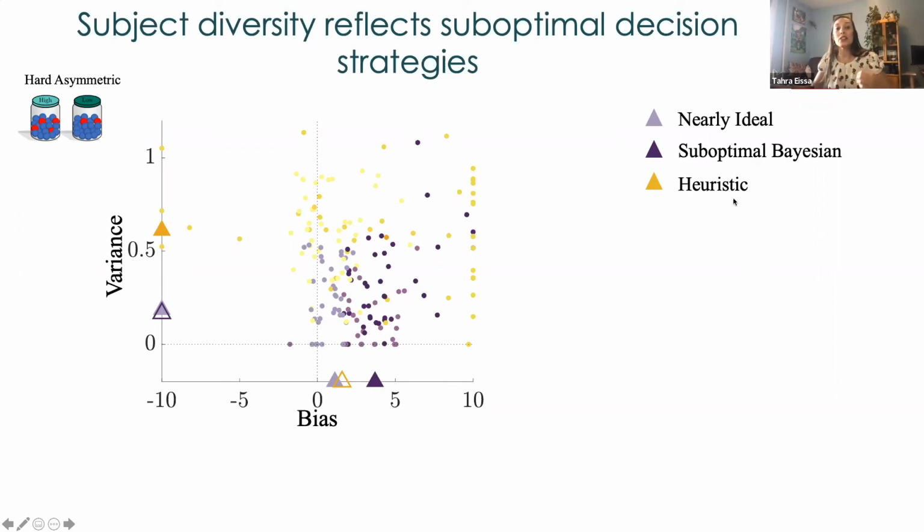Now, what happens if we look at the medians here is that we see that there's a very distinct shift where our suboptimal Bayesians are the ones that are describing most of those subjects out here with bias, whereas our heuristics are actually the ones showing more variance.